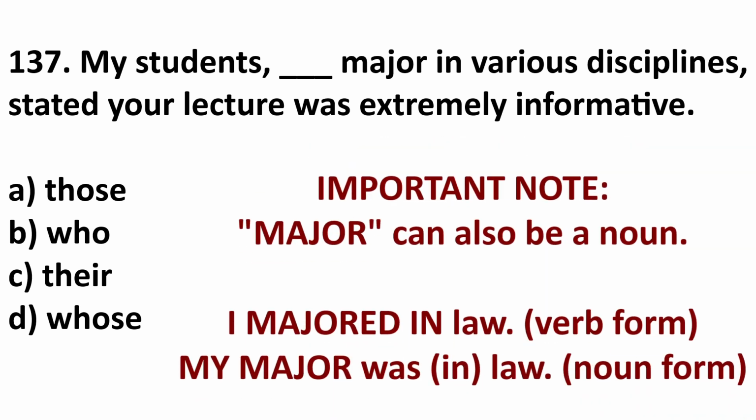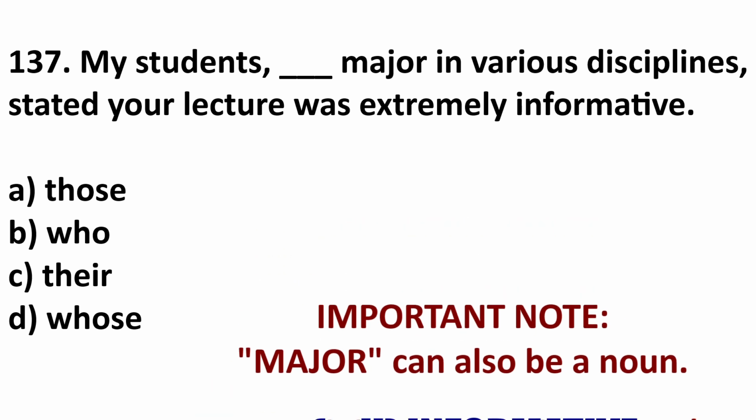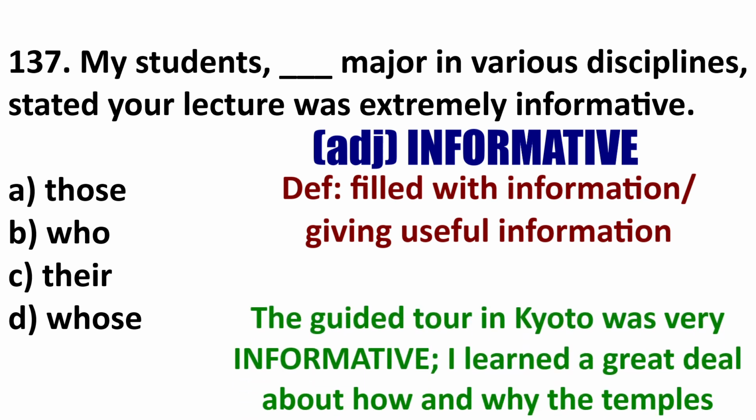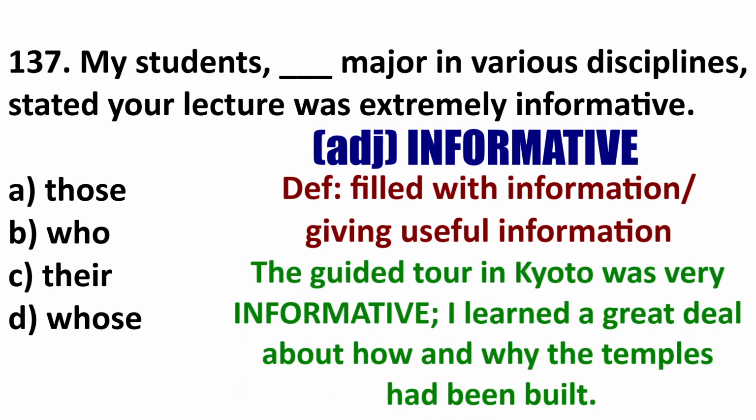It is important to know that major can also be a noun. For example, if I majored in law, my major was law. So my major can be biology, and I majored in biology. So we know major can be a verb. Okay, the next one is informative. This is filled with a lot of information, providing a lot of information. It is an adjective. An example, the guided tour in Kyoto was very informative. I learned a great deal about how and why the temples were constructed.